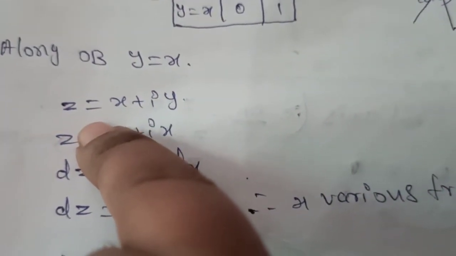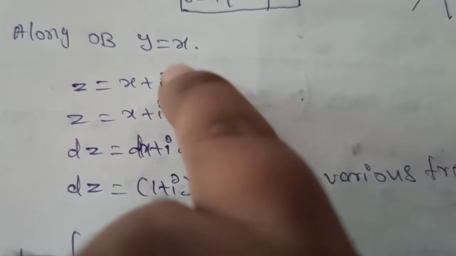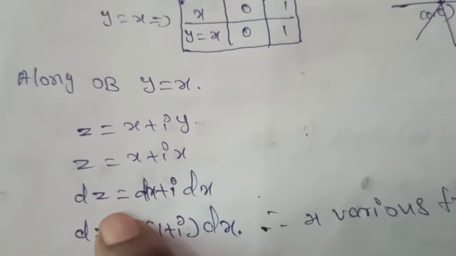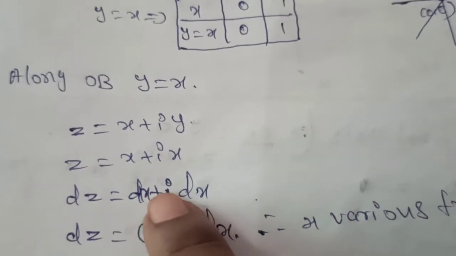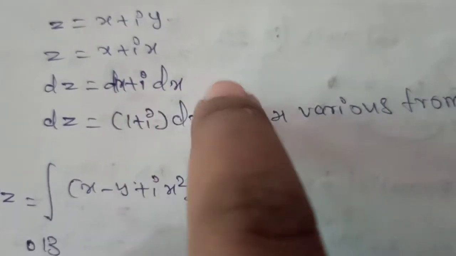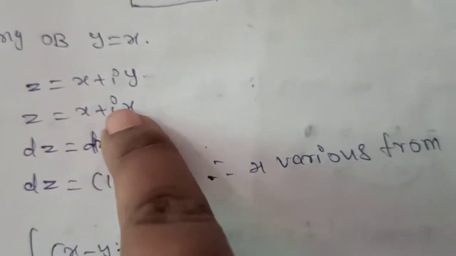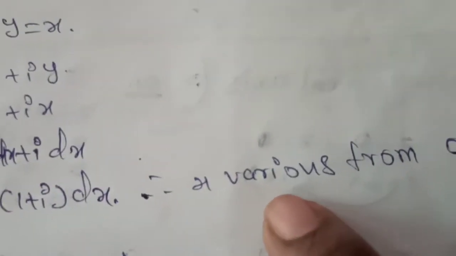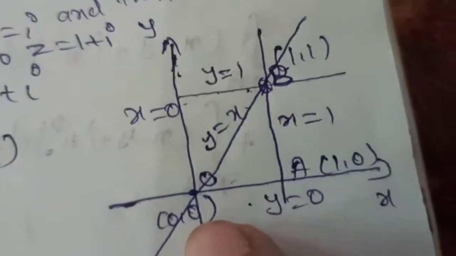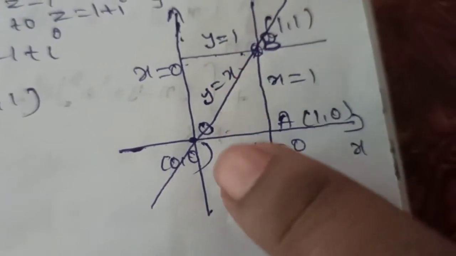Taking the complex value of z, let z = x + iy. That is z = x + ix, substituting y = x. Taking differentiation on both sides, dz = dx + i dx. Therefore, dz = (1+i) dx, taking dx common. So the z value can be replaced by x. Therefore, along OB, x varies from 0 to 1 and y varies from 0 to 1.